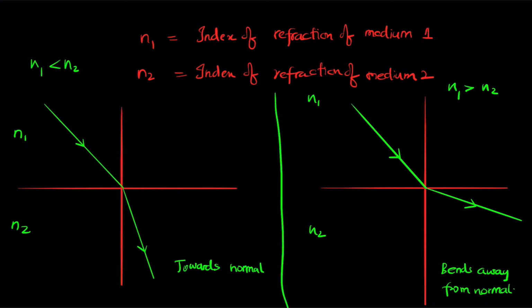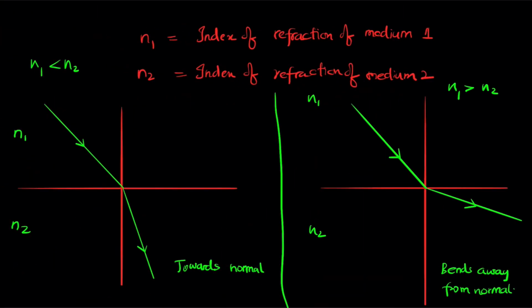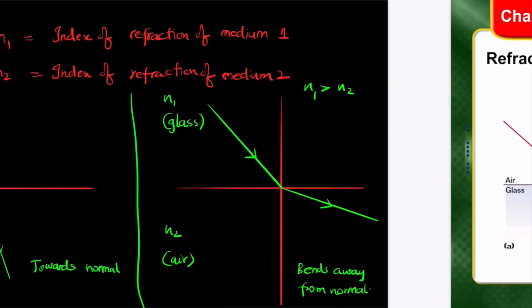This here is the law of refraction. Depending on the index of refraction of the medium, we can classify the medium and we can determine how the light wave bends or refracts in a given medium. For example, here in the first medium you can consider that N1 is air and N2 is glass. Here in the second medium you can consider that N1 is glass and N2 is air. When a light wave enters from air into glass, it bends towards the normal. When the light wave is going from glass to air, it bends away from the normal. That's the difference between these two.